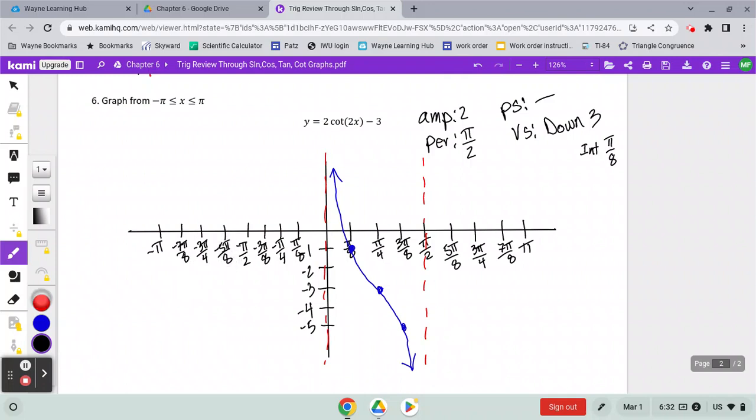So we draw in our asymptotes. We know there's an asymptote over here at pi, and then there's one here at -pi over 2. Remember, if you ever have trouble remembering where your asymptotes are, if you've done your interval correctly, there's always 3 marks in between each asymptote. That's how we have set it up. So if you do it correctly, you'll be fine, okay?